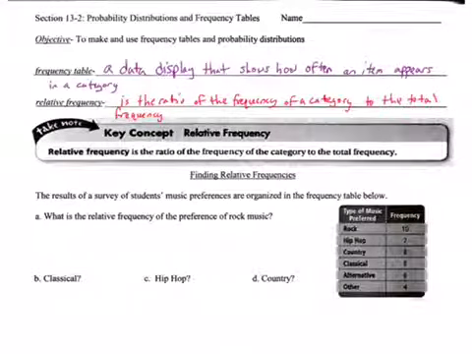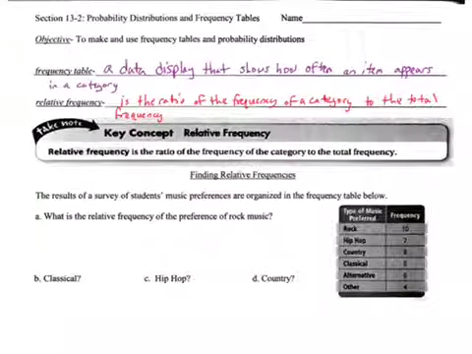13.2 Probability Distributions and Frequency Tables. A frequency table is a data display that shows how often an item appears in a category. Relative frequency is the ratio of the frequency of a category to the total frequency. So it would be how often something occurs in one category over the total number of times it occurs in the entire frequency of data.